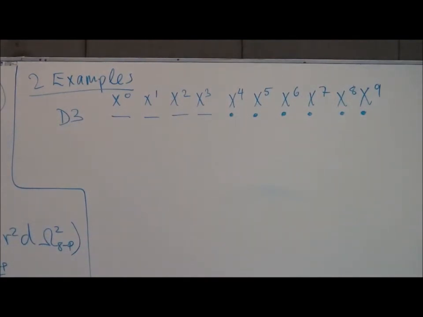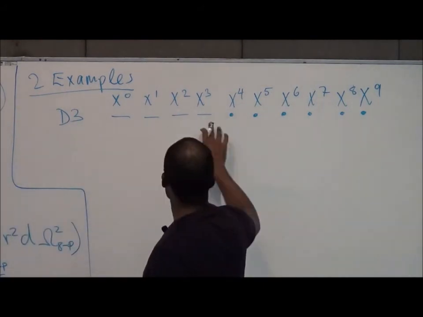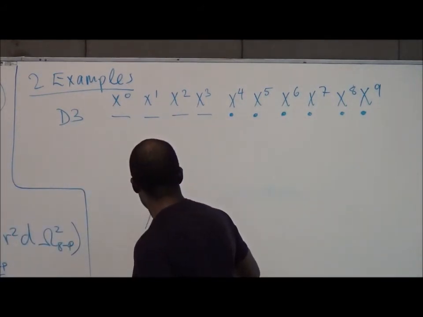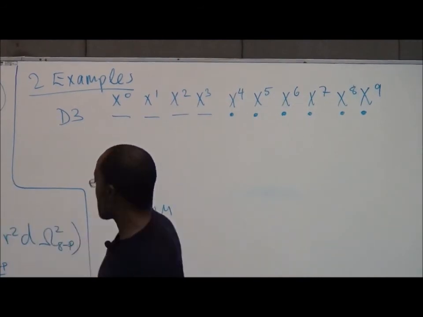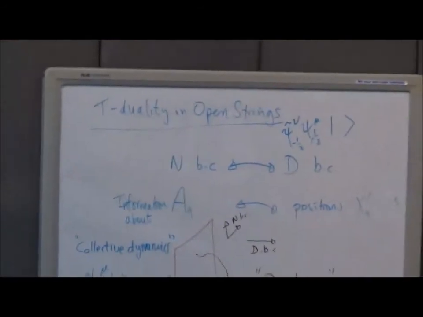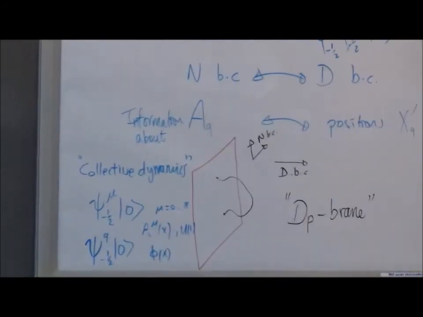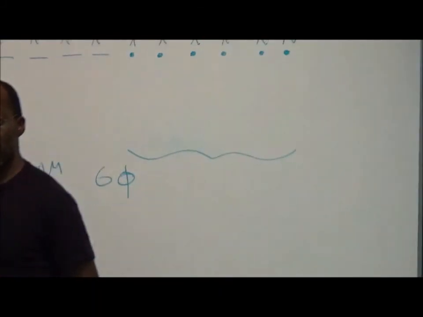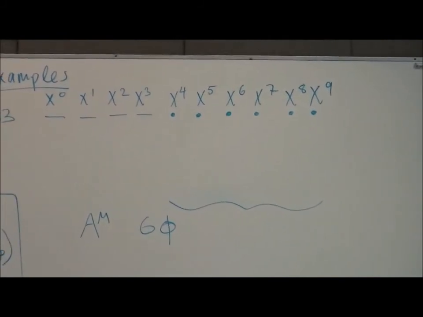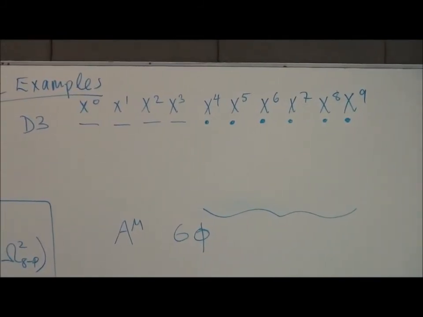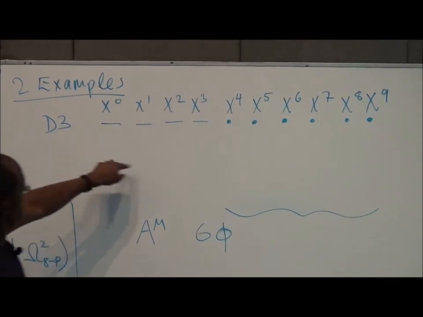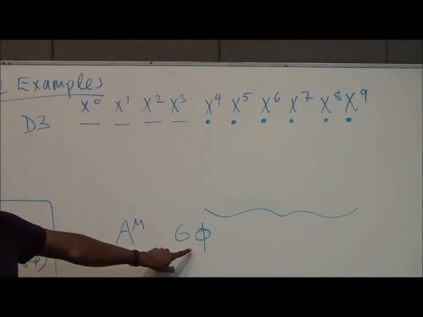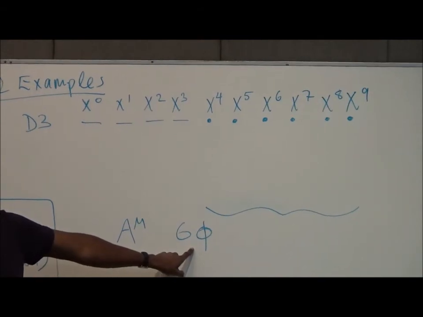You can immediately write down the collective dynamics, because from the Neumann directions here, I'm going to end up with a bunch of stuff coming from psi minus a half mu, which I call the gauge field. And then from here, I'm going to end up with how many scalars? 6 scalars, right? Some of you know that that's a familiar number. The N equals 4 super-Yang-Mills multiplet in 4 dimensions, which is what this is, has this bosonic content.